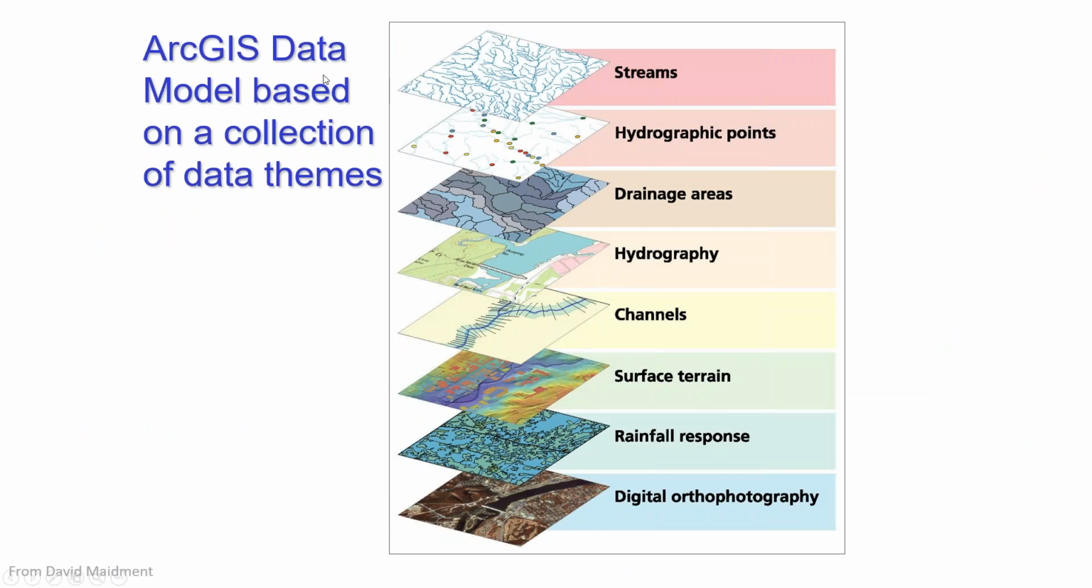So ArcGIS uses a data model based on a collection of data themes. You'll see when you're working with it, streams, hydrographic points, drainage areas, sometimes they're referred to as layers that all sort of layer on top of each other, and you get an integrated perspective on that particular specific place that you're studying. And it's that integration of information at the place you're interested in that is what makes the system so powerful.